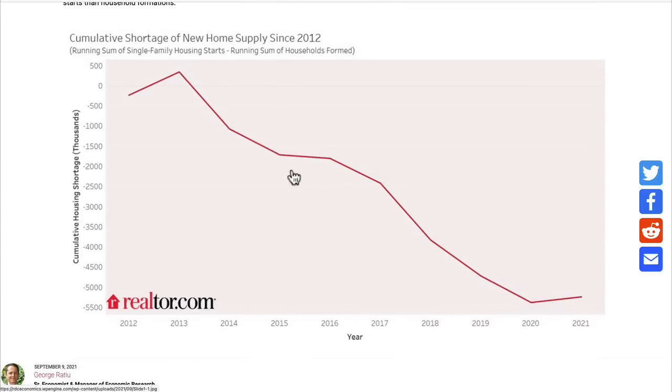Look at this chart here. This is the cumulative shortage of new home supply since 2012. And here's the zero line, and this indicates a surplus, and it's just gone pretty much straight down. I don't know that any part of this had increased, and it's only a slight increase that we're seeing here, but not much. This is a negative 5.5 million here. This is negative 5 million. So you're just a little deeper than 5 million in terms of the shortage.